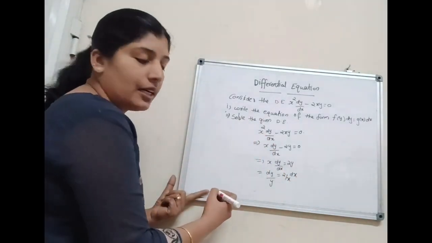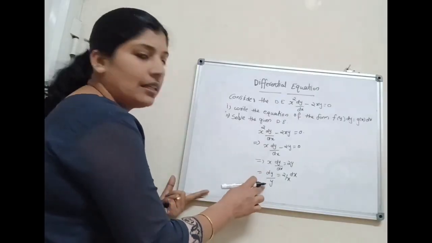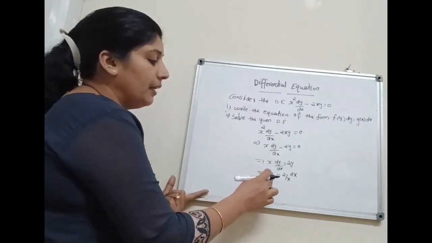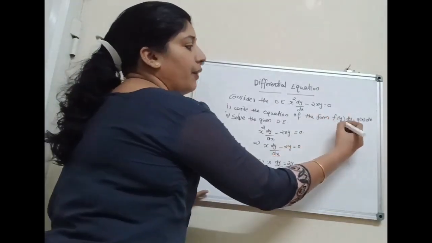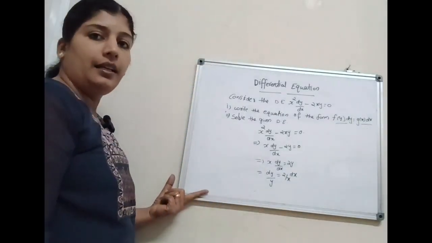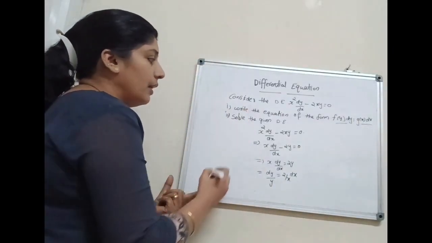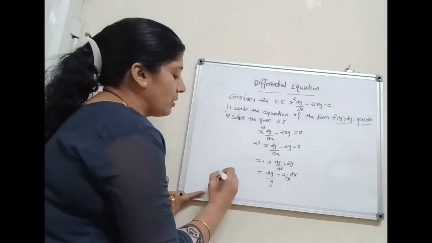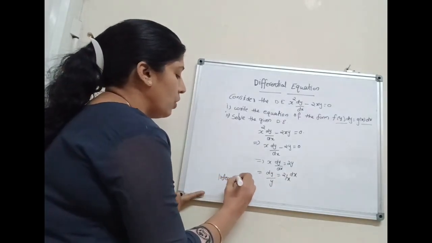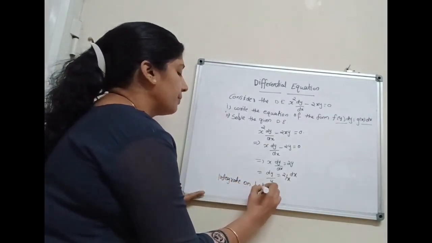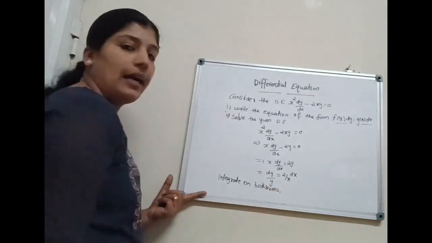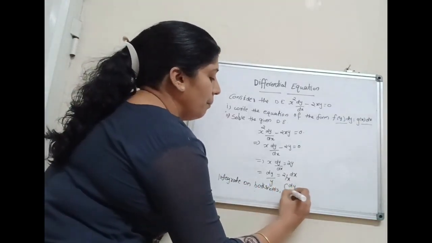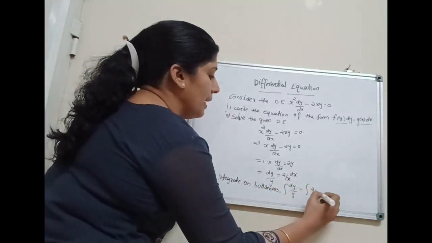Next, we have to integrate on both sides. This is of the form what? dy by y equal to 2 by x dx. That is f of y dy equal to g of x dx. That is the first question solved. Second one, solve the given differential equation. Next, we have to integrate on both sides. We will get integral dy by y equal to integral 2 by x dx.